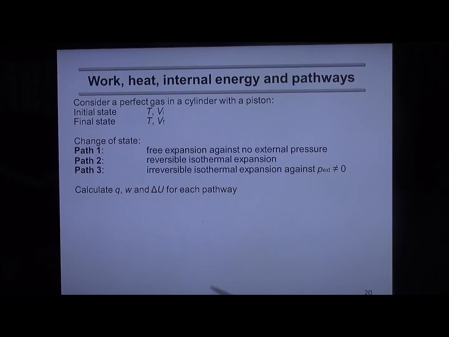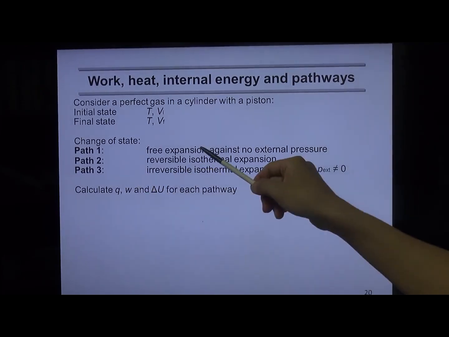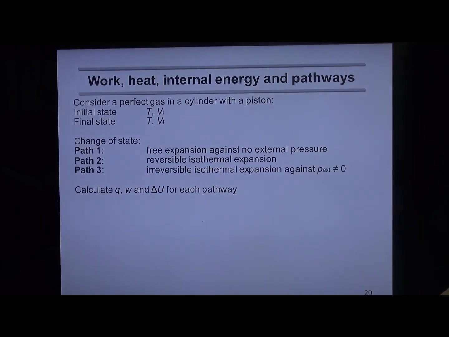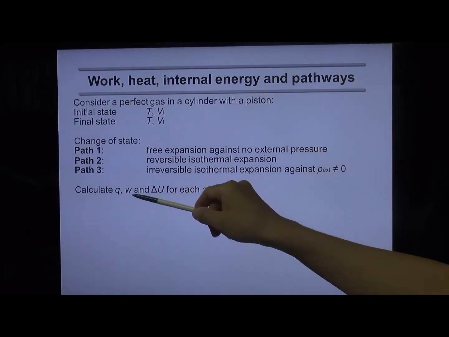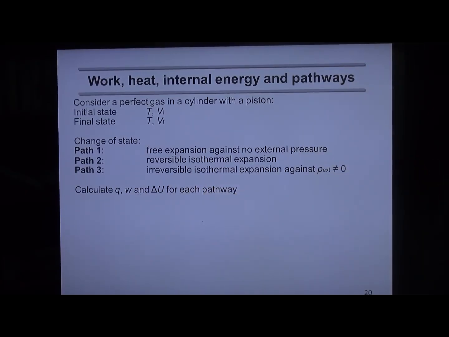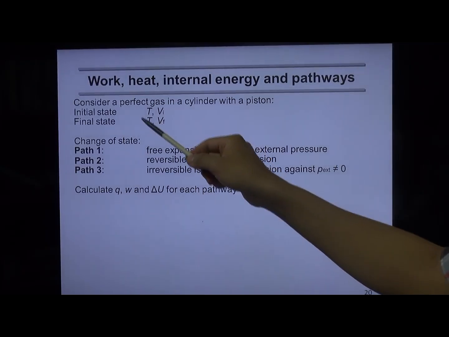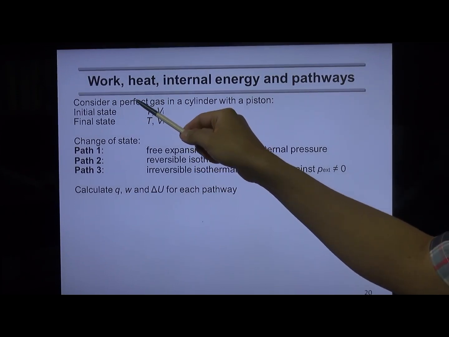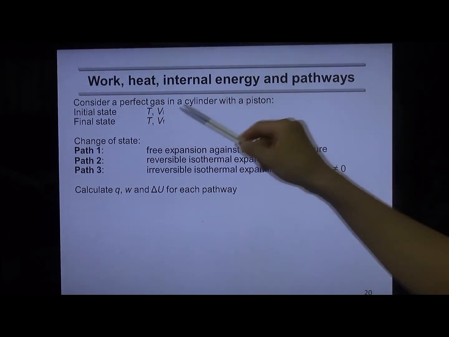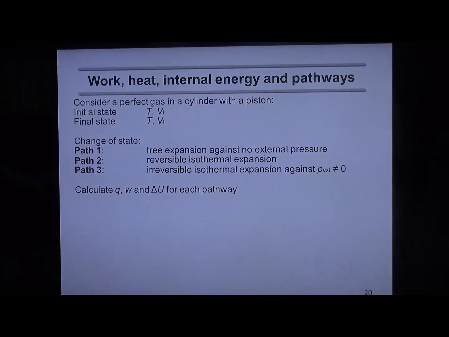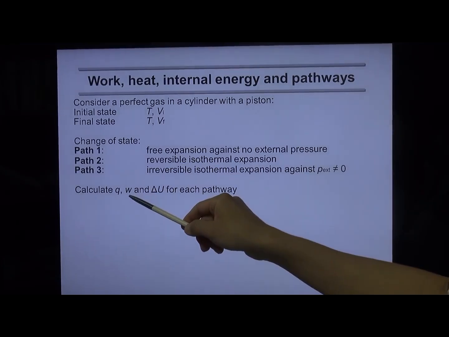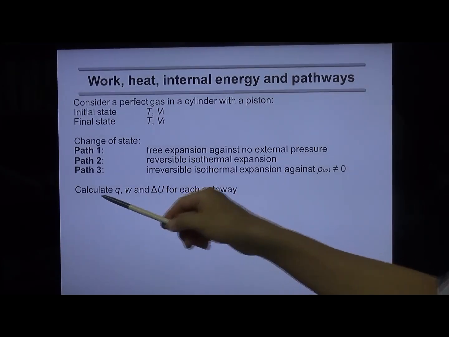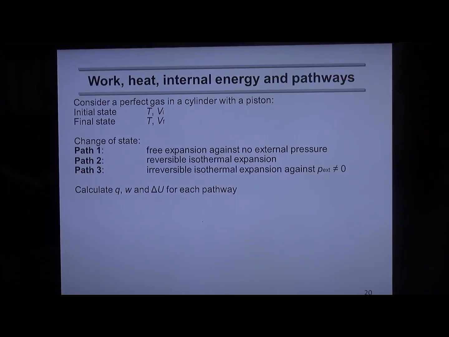You can calculate it actually. For path 1, free expansion, since there is no external pressure, W is equal to 0, right? And since it is isothermal expansion of a perfect gas, remember, for isothermal expansion of a perfect gas, delta U is 0. For path 1, W is 0, delta U is 0. So Q is also 0, from the first law of thermodynamics, delta U is equal to Q plus W, right?